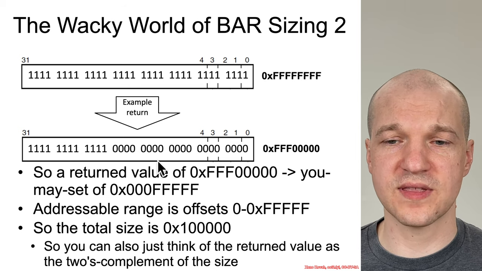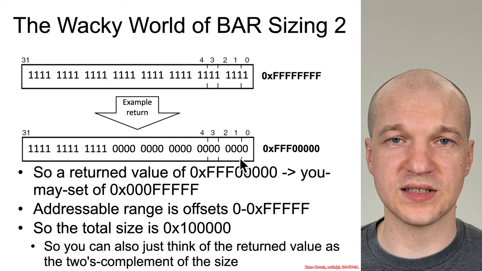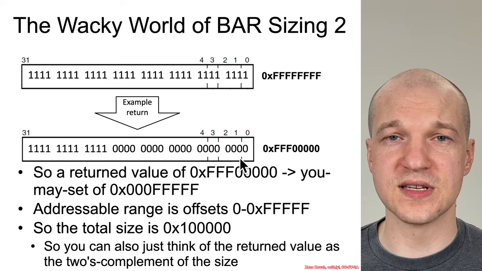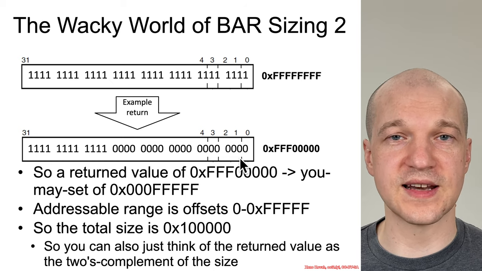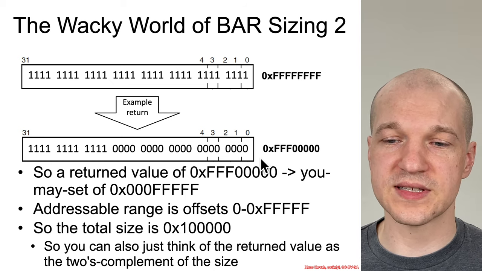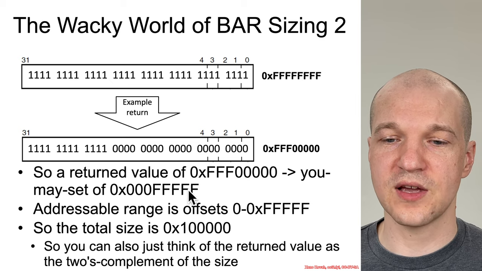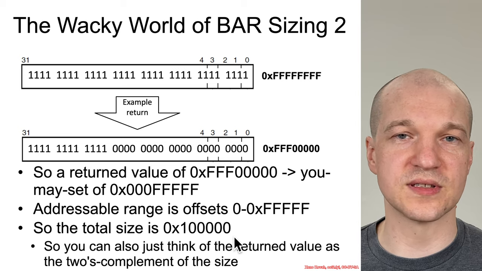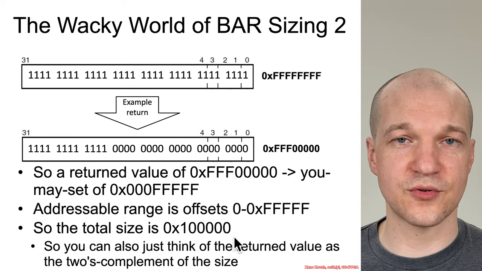So you can think about these bits that get set to zero as don't care bits, as address bits, or you could just think of it as the device returns the 2's complement of the size that it actually wants reserved. So you can see that if we took this value, Fs, flip the bits like this, and add 1, we get this 1 megabyte size. So it's ultimately the 2's complement of the total size needed.